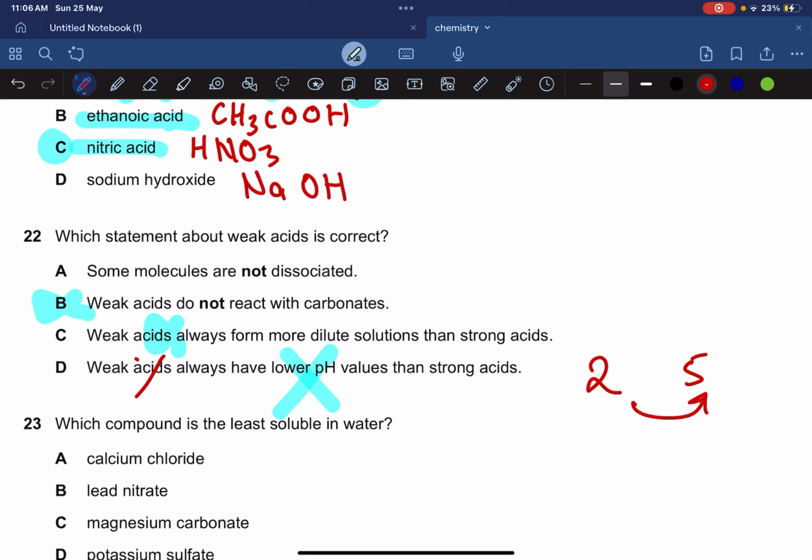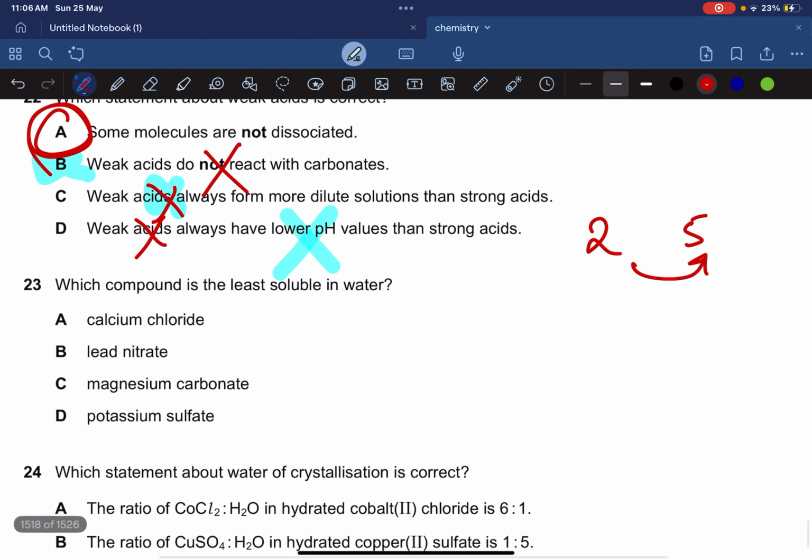Weak acids do not react. So incorrect. Some molecules do not dissociate. Incorrect. That's correct, because there's a partial dissociation, not a full dissociation.